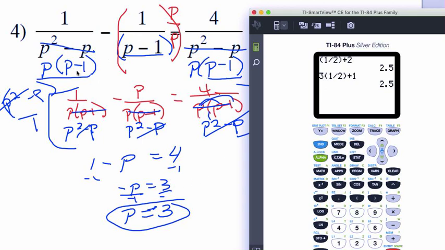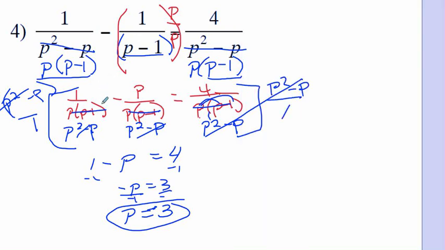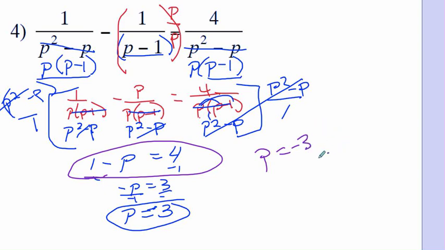So now I'm going to plug it back into my simpler equation. So if I have a negative 3, whoops, wrong way, 1 minus a negative 3, and that is 4. My other side of my equation is 4. I'm looking at this part right here. So p equals negative 3 works. So your answer is negative 3.